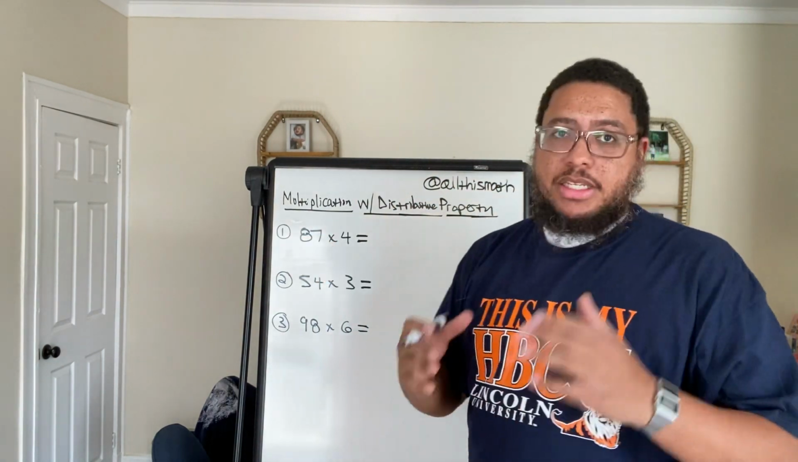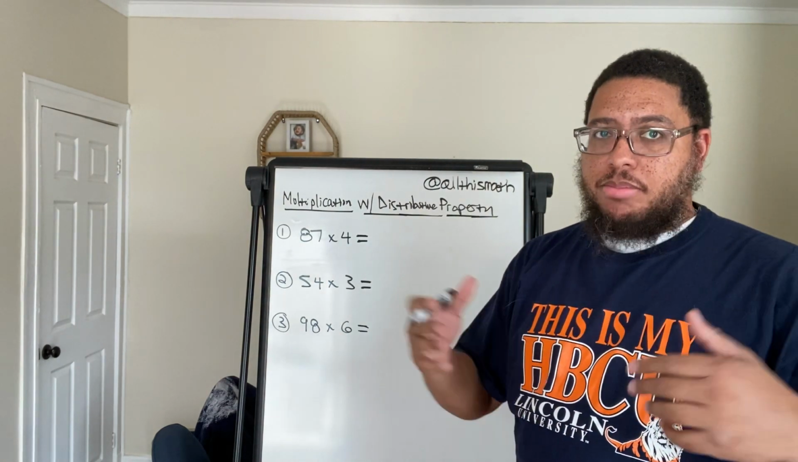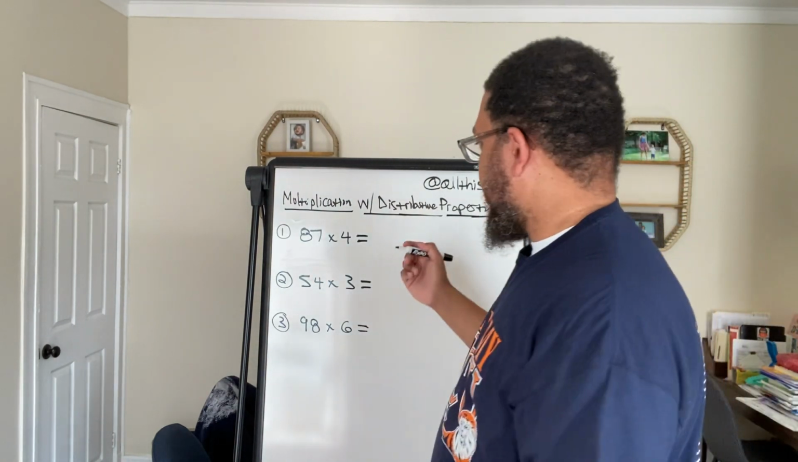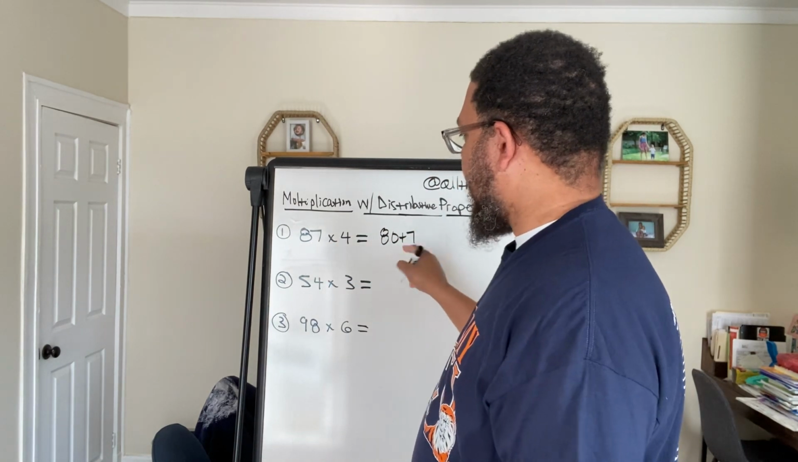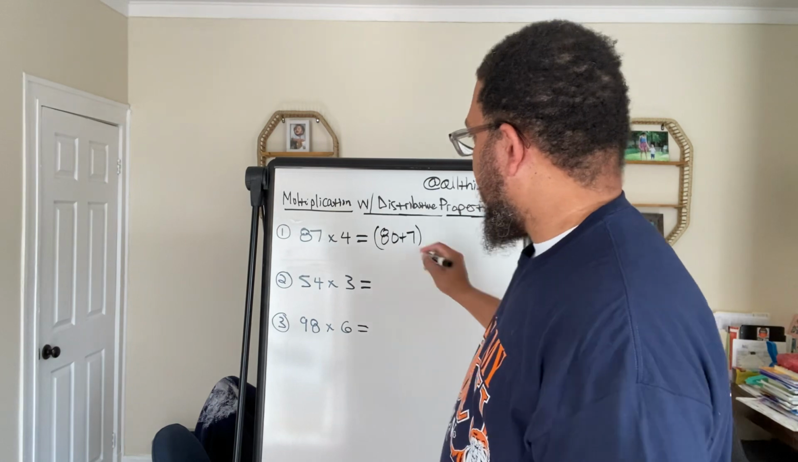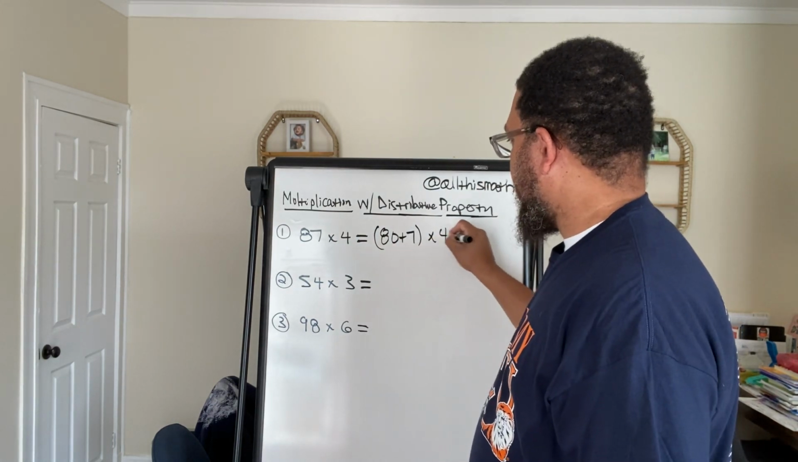So I break 87 down into 80 and 7. My happy number is 80, and I got 7 left over, right? So let's say I do this: 87 is the same thing as 80 plus 7, right? And then the times 4 is still there, right?